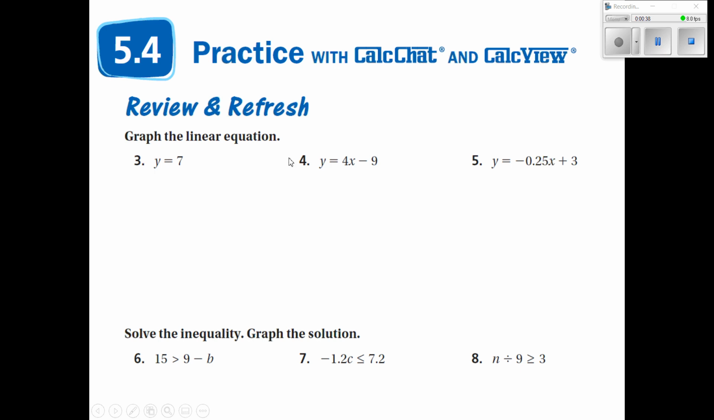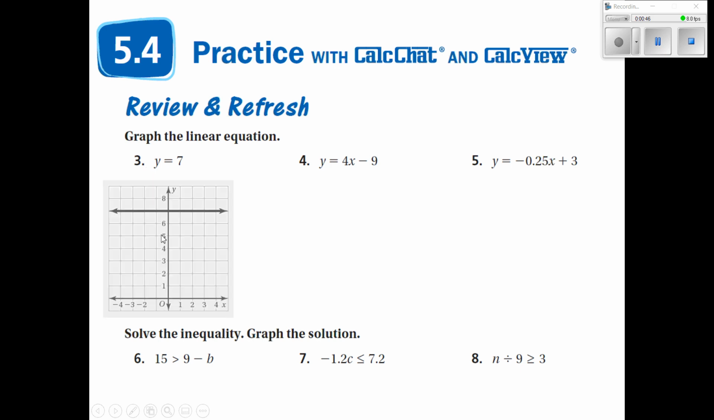All right, now the next part is number 3. It says graph the linear equation. I see y equals 7. So that means y is 7 all the time. On the y-axis, you're going to have a horizontal line that's going to go through 7.